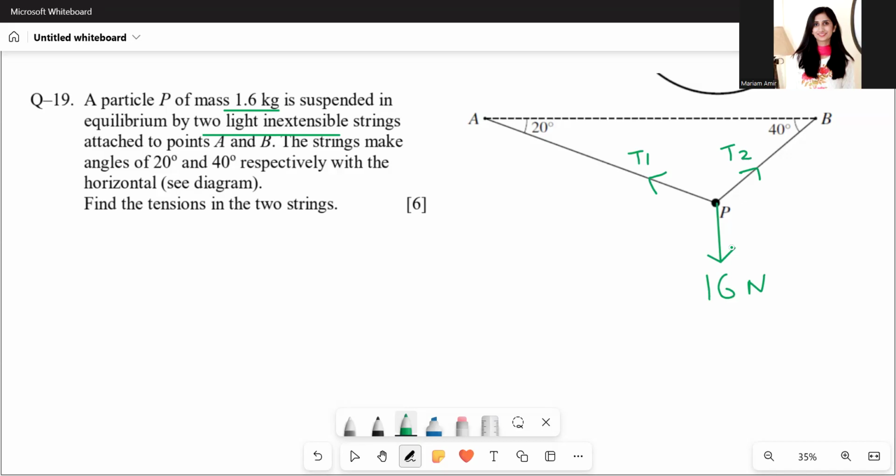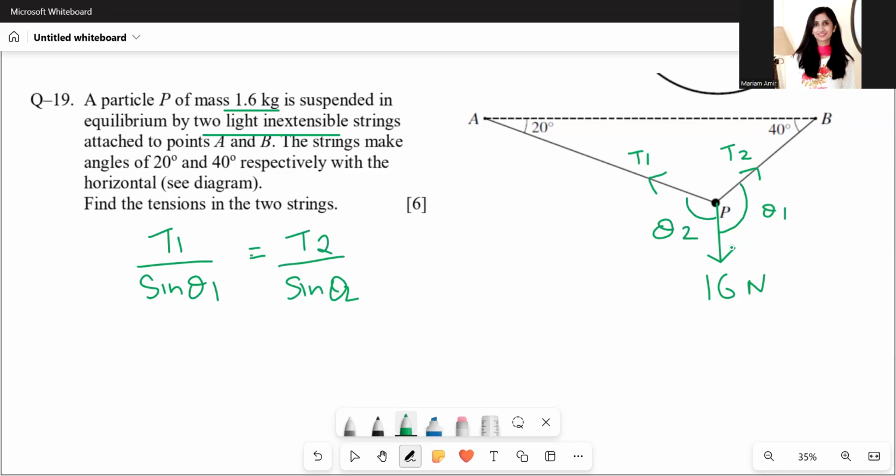Since there are only three forces acting on P, instead of resolving the forces, I'm going to use Lami's theorem. I hope you remember what that is. It is T1 upon sine of the opposite angle. This is that angle, let's call it theta1. And T2 upon sine of the opposite angle, which would be this angle, let's call it theta2. And 16 newtons, which is the third force, upon sine of its opposite angle.